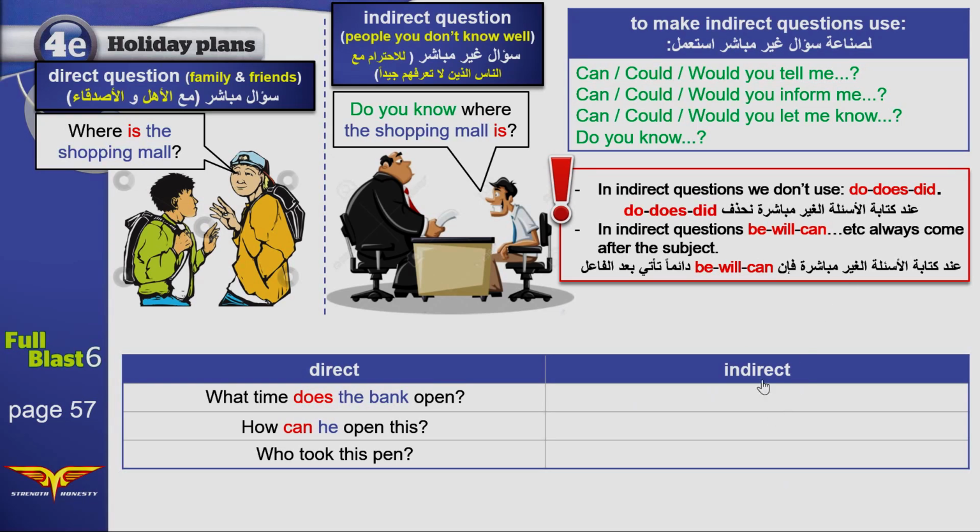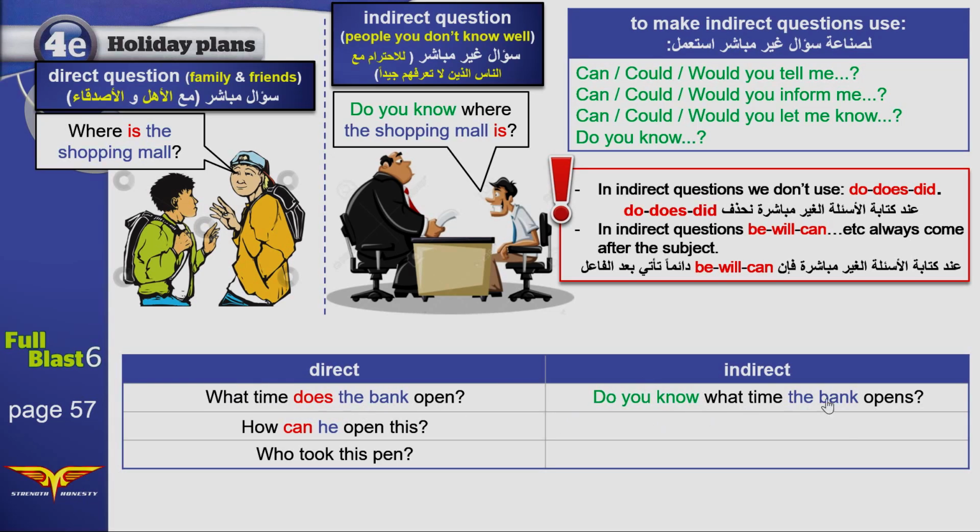Well, we will begin by choosing any of these phrases. Anyone. Would you like to use this, anyone? Do you know what time the bank opens? Where's does? No does. Do you know, or can you tell me? Can you tell me what time the bank opens? What time? The same thing. We copied what time. The bank.